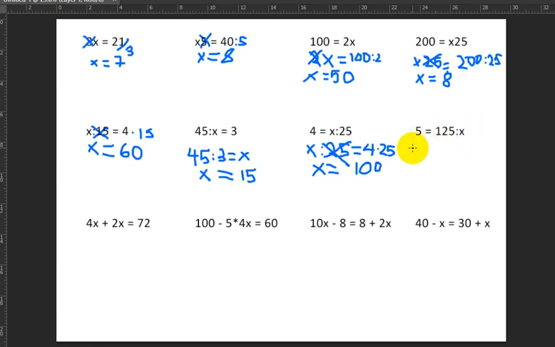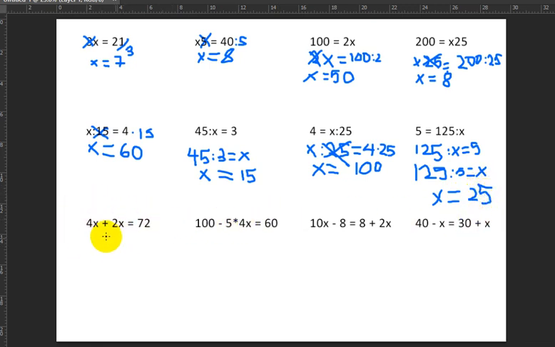This, again, I'm going to flip the equal sign, so 125 divided by x is equal to 5. And here we have another case where we're dividing with x. X is the number we're dividing with. So I'm going to switch it around with the 5. And this will become 125 divided by 5 equals x. And so x is equal to 125 divided by 5, which is 25.